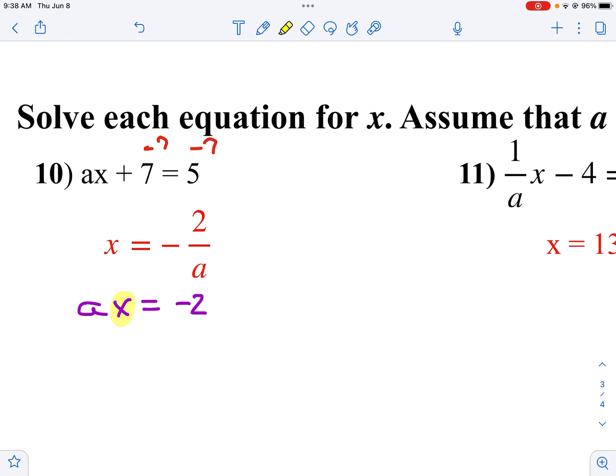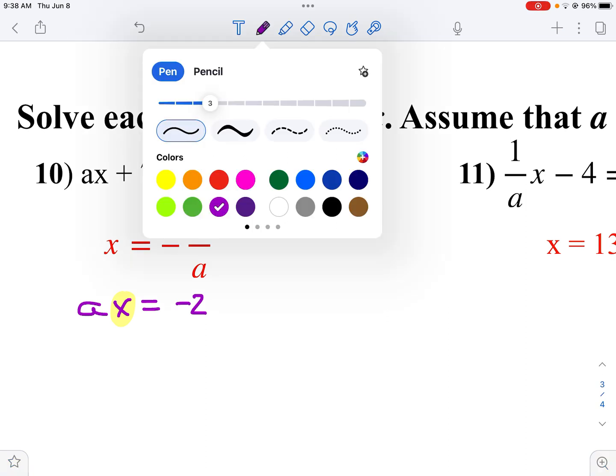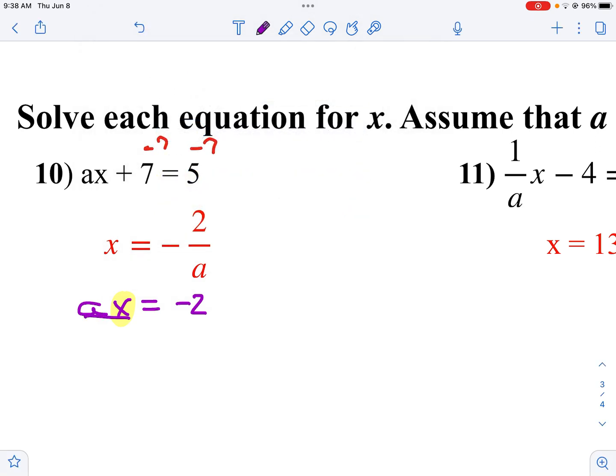Now I don't want to move the x. What is the a doing to x? Well, it's multiplying. What's the opposite of multiply? The opposite of multiply is divide. So we divide both sides by a. The a's reduce on the left side. So you get negative 2 over a. That's what you're going to do for each one of these.